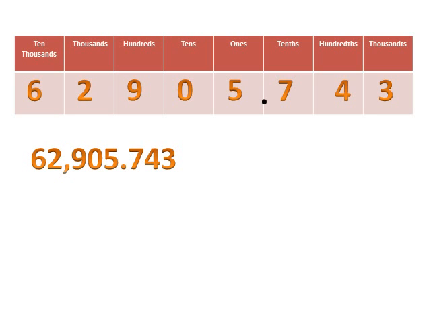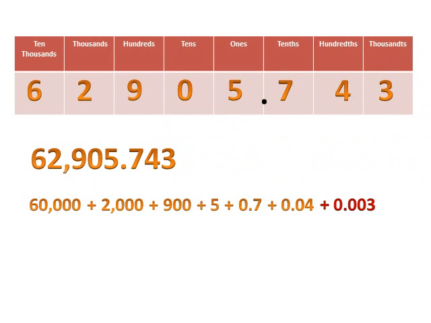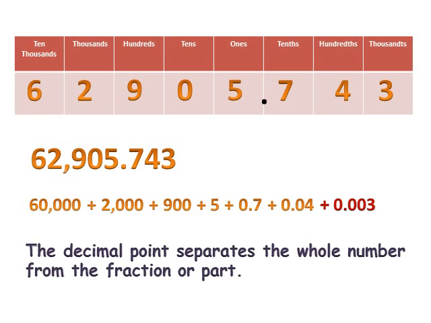So as you can see, on the right side of the decimal point, the first number is the tenths, next is hundredths, and next is thousandths. And if you'd like to expand this one, we have 60,000 plus 2,000 plus 900 plus 5, okay, plus 7 tenths plus 4 hundredths plus 3 thousandths.